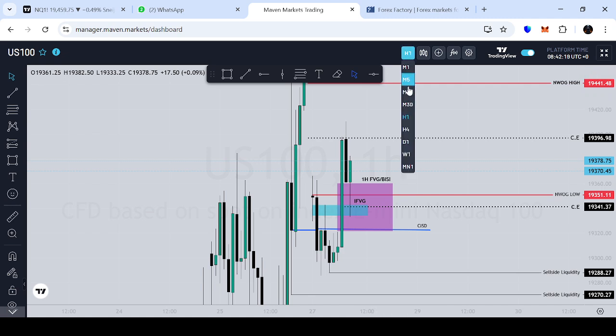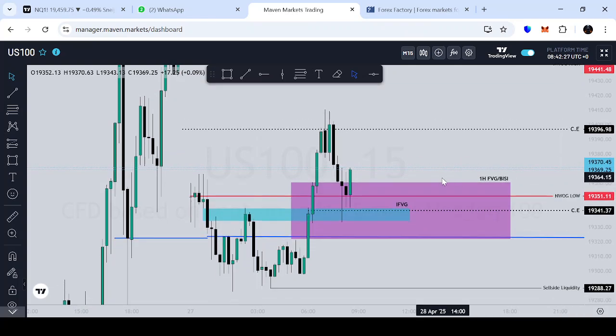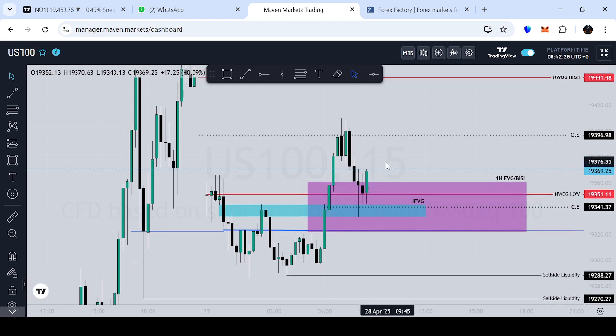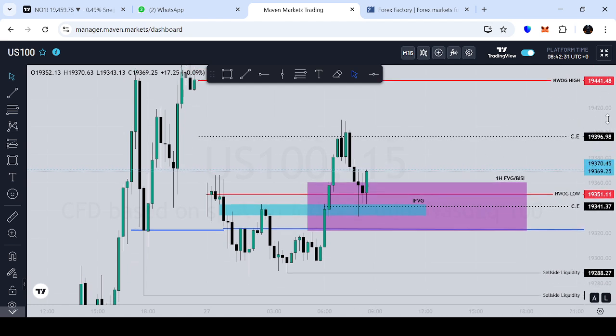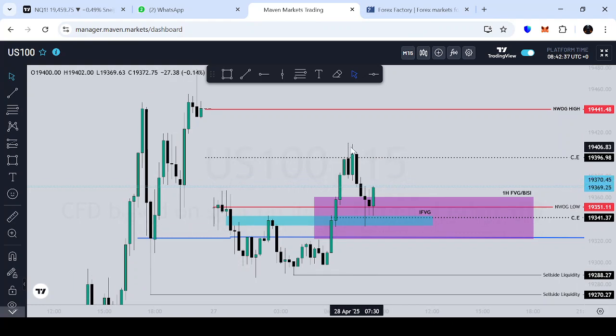Then in 15 minutes we have an inversion. This is an inversion fair value gap. You can see it over here. Price is not really doing what I want, but you just have to study the price action and how price reacts on these levels, on the consequent encroachment.